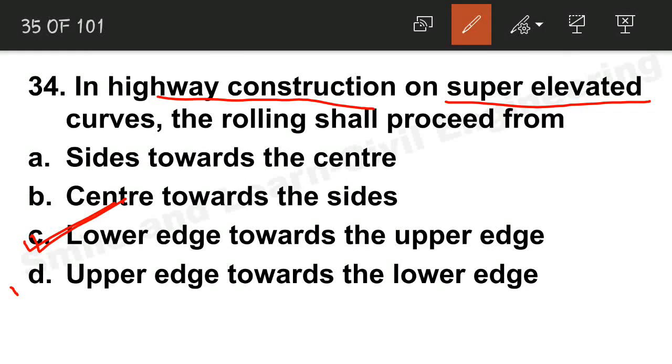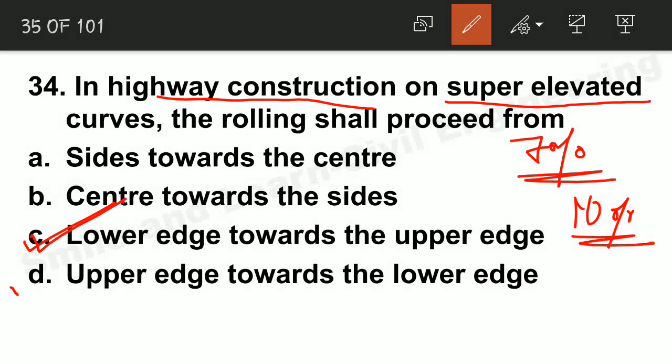And super elevation values also you need to remember that in case of plain and rolling terrain it is 7% maximum value of super elevation. In case of snow bound areas also it is 7%, and normally it is 10%. Okay, this is the maximum value, and we will come up with another question on this paper only which asks for the minimum value of super elevation.